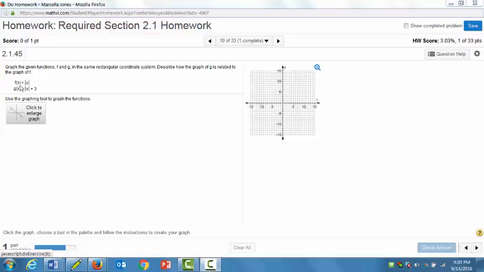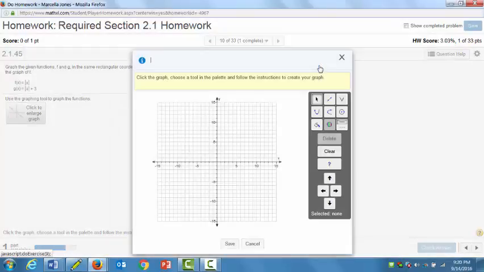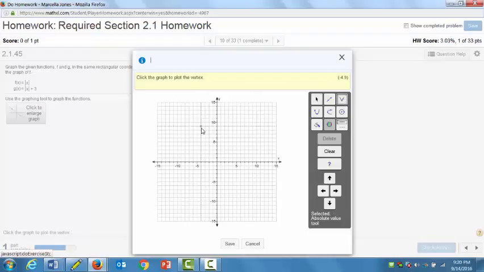In order to graph an absolute value function, to graph any function, you have to know what it looks like. The absolute value function is always a V. So you have to know which tool to select to graph. So we select that tool, and we know the corner of the regular absolute value graph, f of x equals absolute value of x, is at the origin.